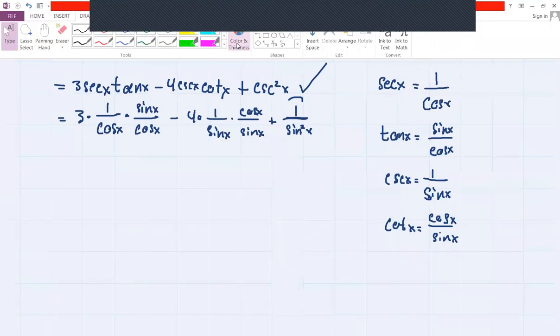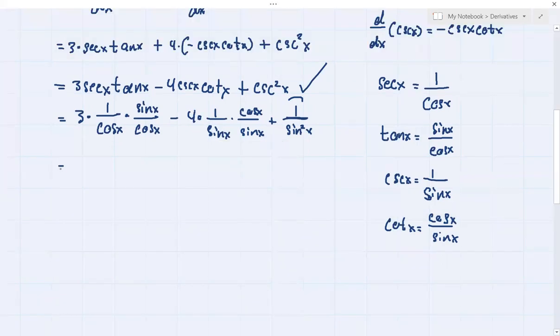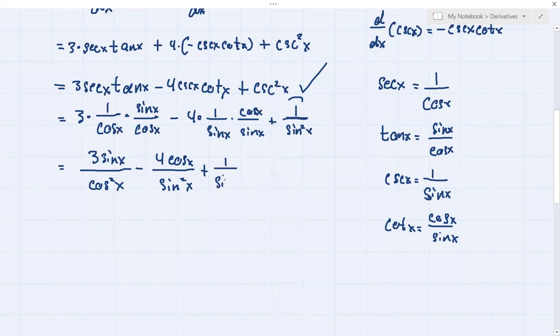Ayan. Okay na. So now, let's simplify. So ipag-multiply natin lahat sa mga terms dito. So 3 times 1 all over cosine x times sine all over cosine x. So we will have 3 times sine x all over cosine squared x. Then next dito naman, 4 times 1 all over sine x times cosine x all over sine x, magiging 4 times cosine x all over sine squared x. Plus 1 all over sine squared x.